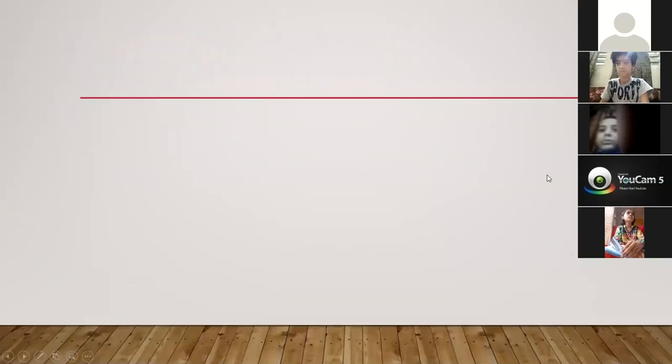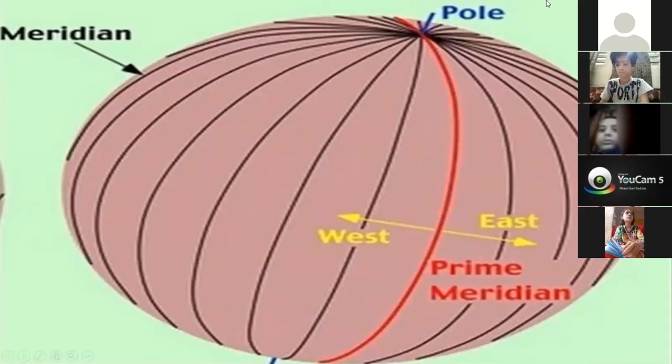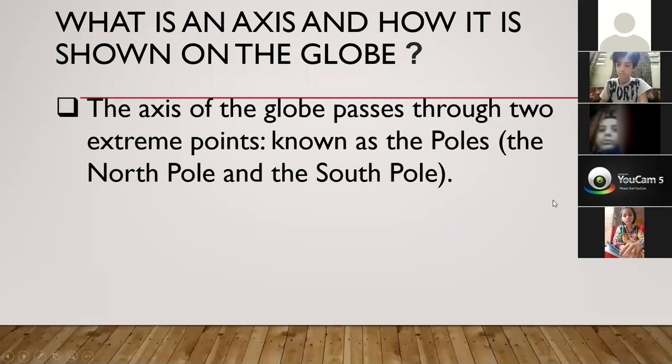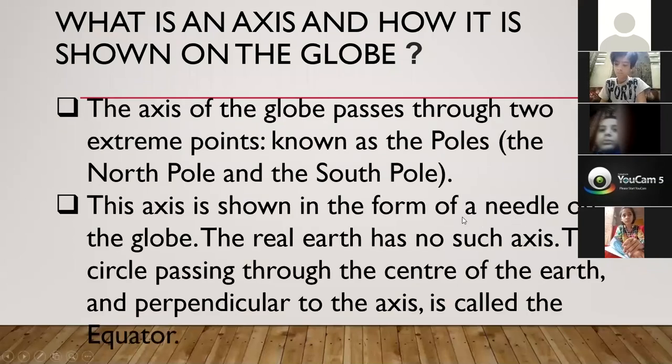Okay, let's see, where is it? Here I didn't mention it, but you can see this blue line where pole has been written, and this small needle you can see. This needle is also shown at the bottom. It's a smaller one, but you can figure out that there are two needles visible over here. So this is what we are talking about. The axis is shown in the form of a needle on the globe.